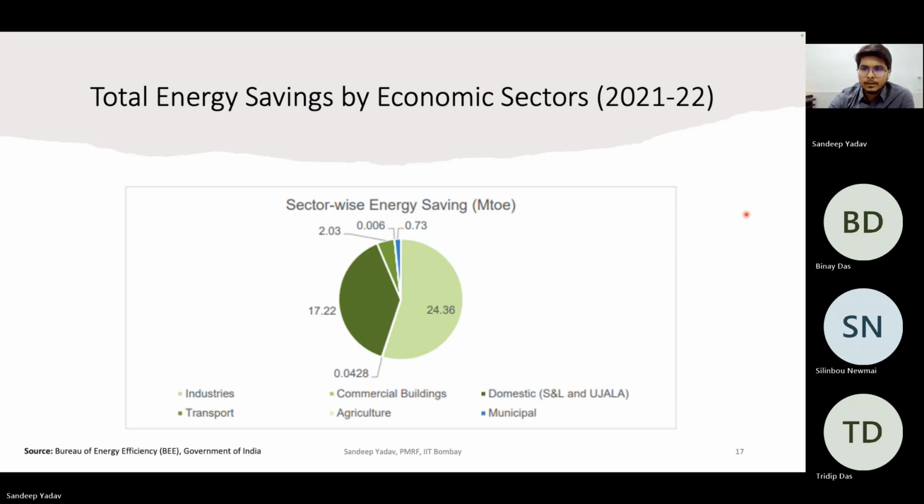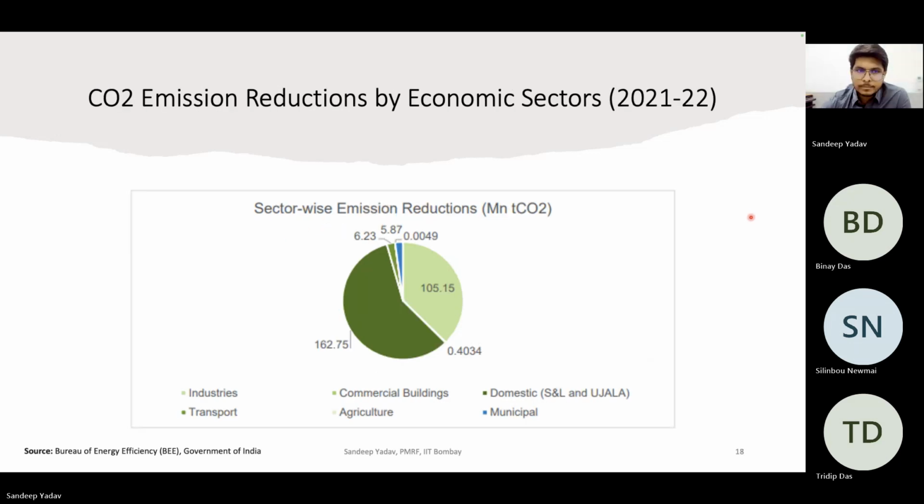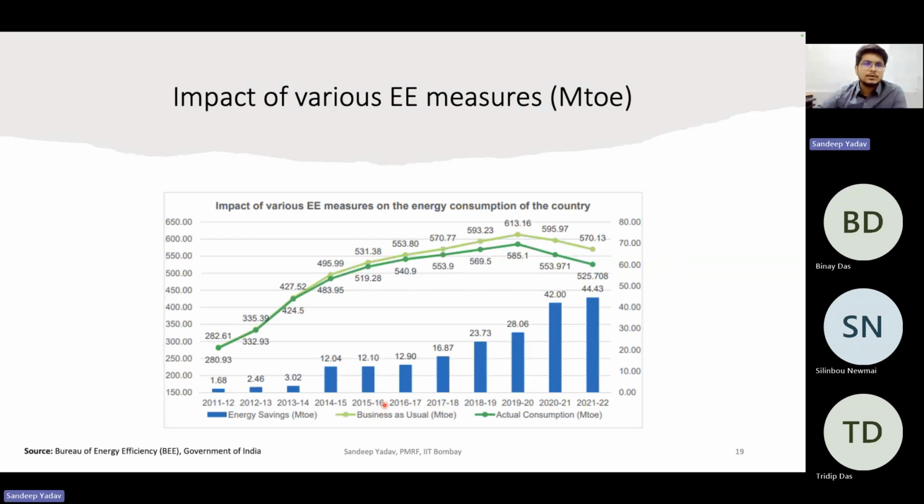Moving ahead, in a similar fashion, the CO2 emissions reduction by economic sector comes majorly from the domestic schemes like standards and labeling and the Ujala scheme, which are reducing around 162 million tons of CO2 equivalent, followed by the industries and other schemes. Now there have been a few impacts due to various energy efficiency measures.